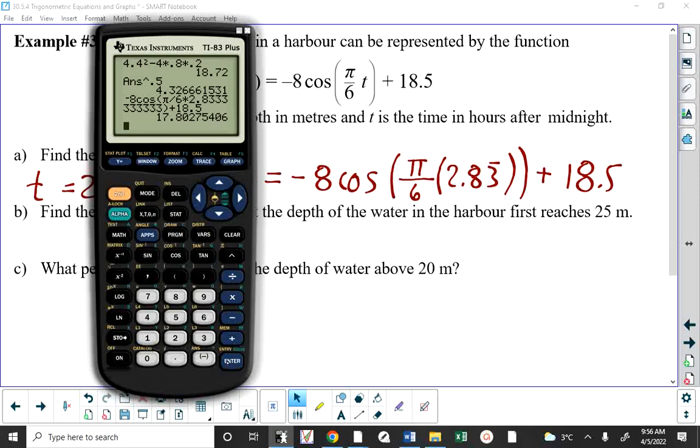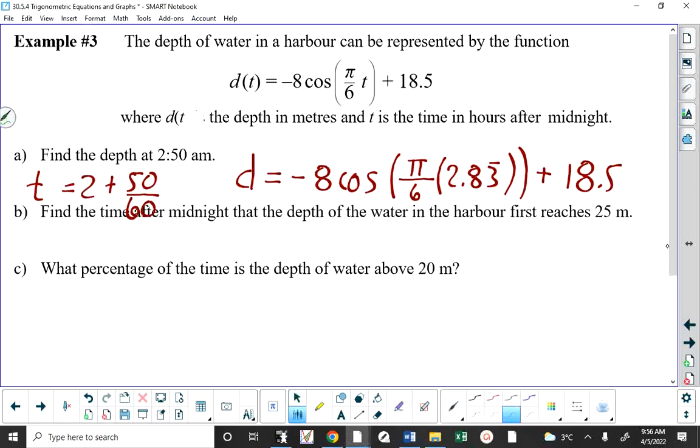Okay. So the answer to A is the depth is 17.8 meters. Because of my blunder, I just want to pause there. Are we okay with A? Okay. When we take a look at B, B is given a depth of 25 meters, which means you have to solve this equation.